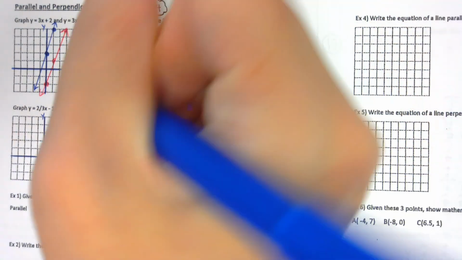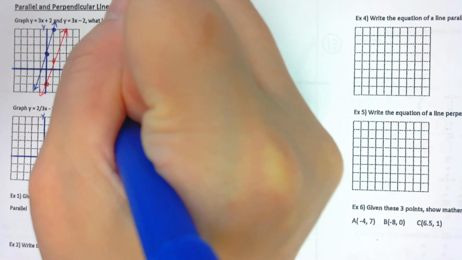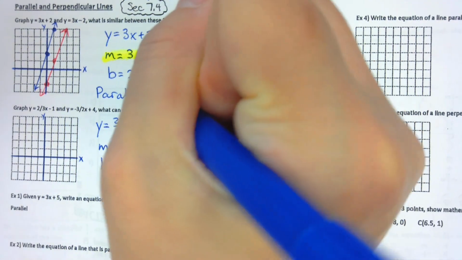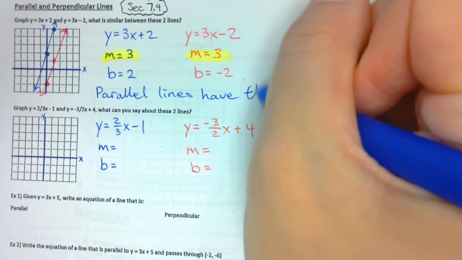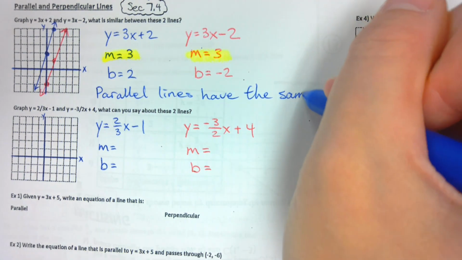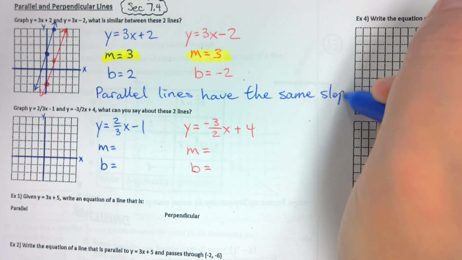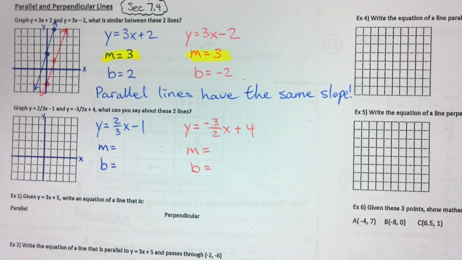Okay, so parallel lines have the same slope. Right? So example 2 right here.